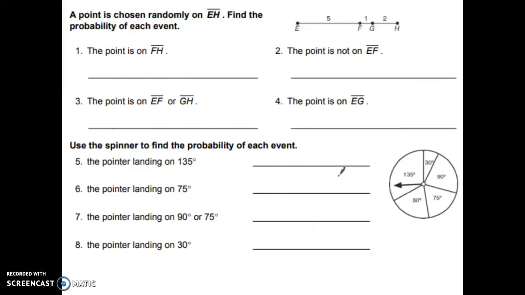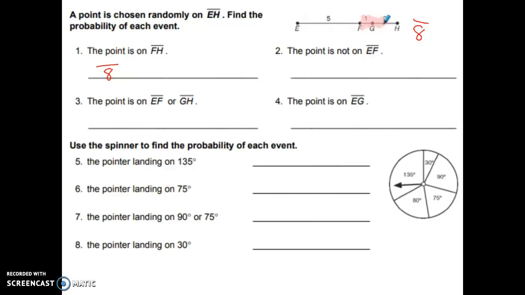It says a point is chosen randomly on EH. Here we see from E all the way to H, that segment. Find the probability of each event. We are doing the segment FH. First thing I'm going to do is count out of all of these in total. So that is 5 plus 6, 7, 8. So these are going to be 8 in total for all of them. And then it says how many for F and H.